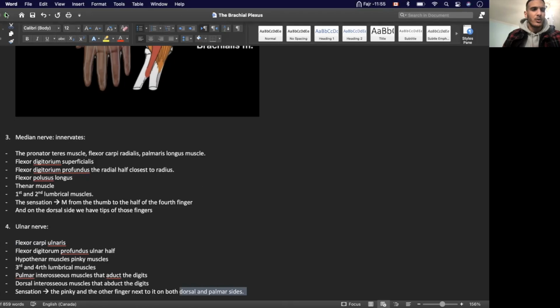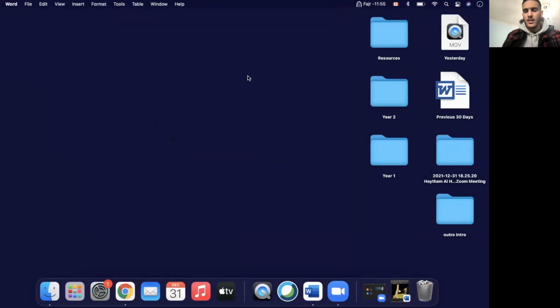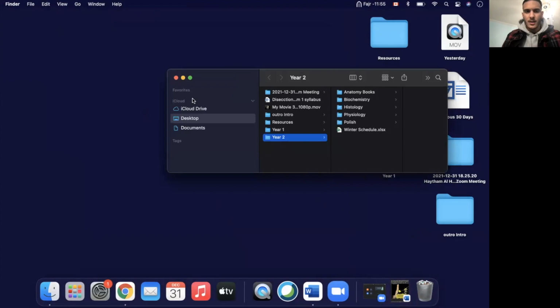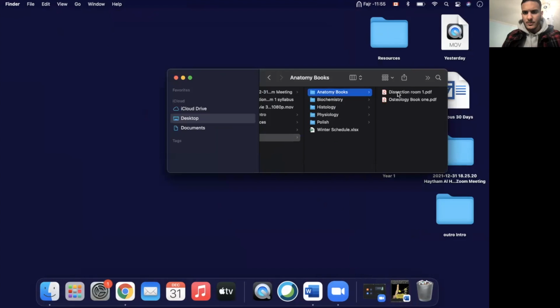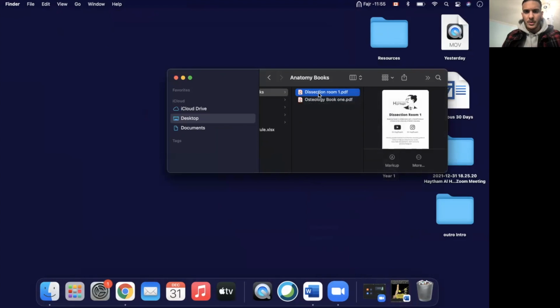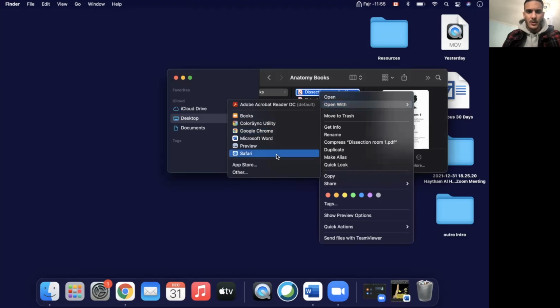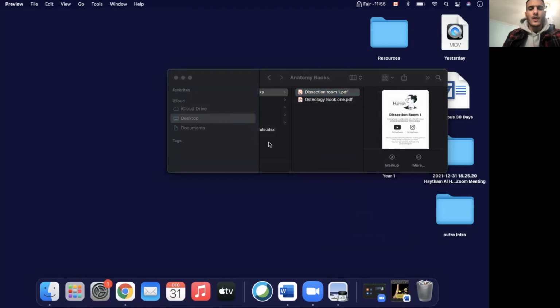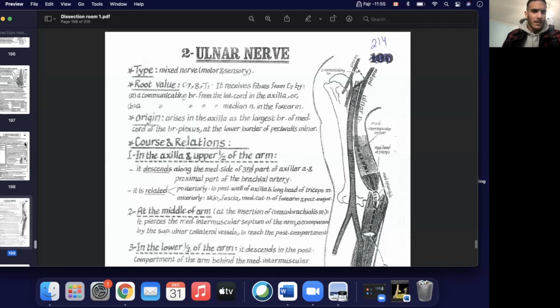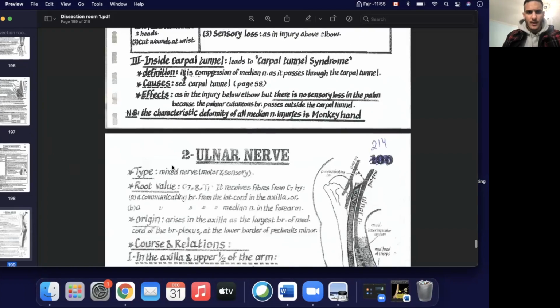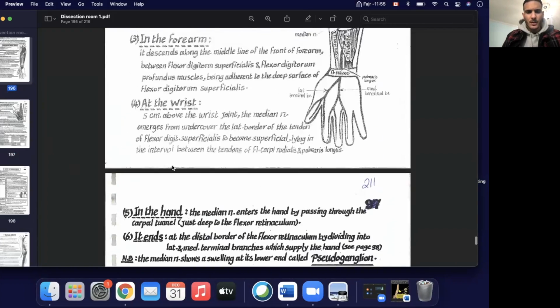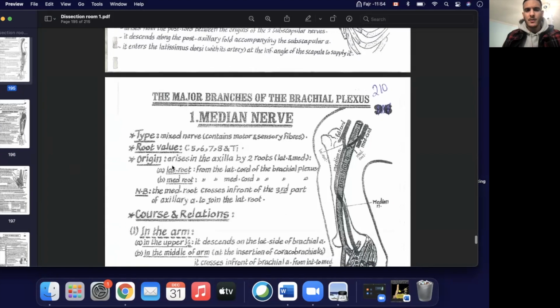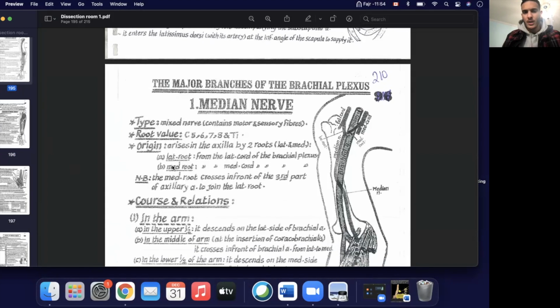I will just put you guys the other notes so that you guys can have more, let's say, well put kind of notes. So I'll just open this for you here and just skim through together. Okay, that's the ulnar. So here you have, one second. Yes, so the median nerve is the first one that we've talked about.